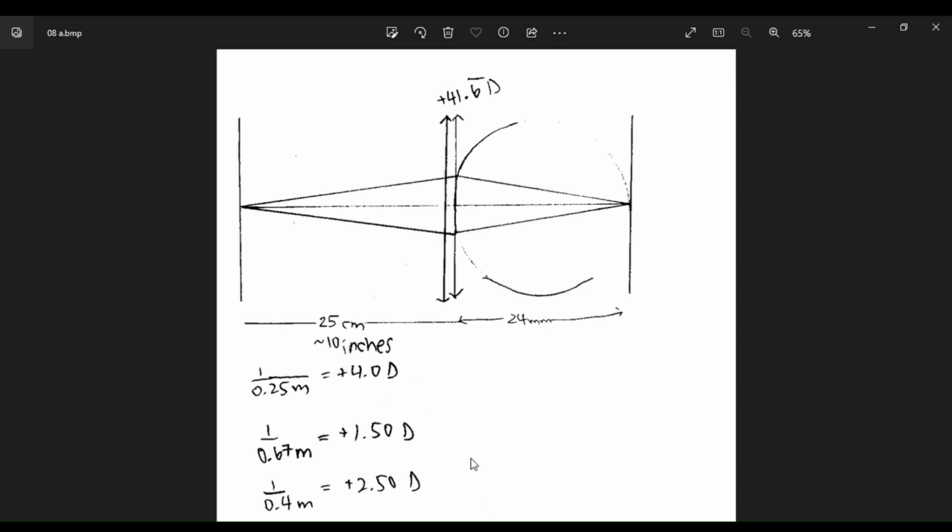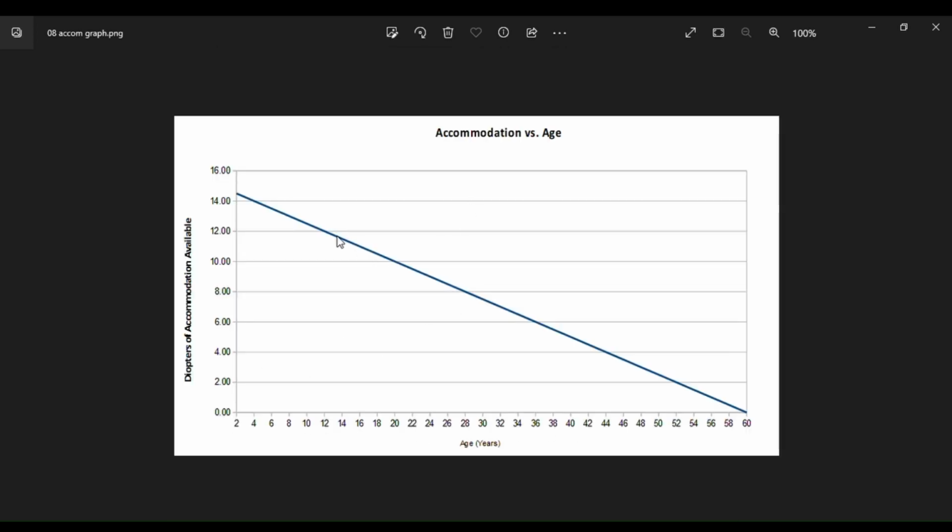If you move a little further back to where a paper book might be held, 40 centimeters, that's going to require 2.5 diopters. A little further back, 67 centimeters is about where a desktop computer will sit, and the eye will require 1.5 diopters. And if we look at the stark reality here, the eye around 43 will no longer be able to see the cell phone clearly as we continue along.